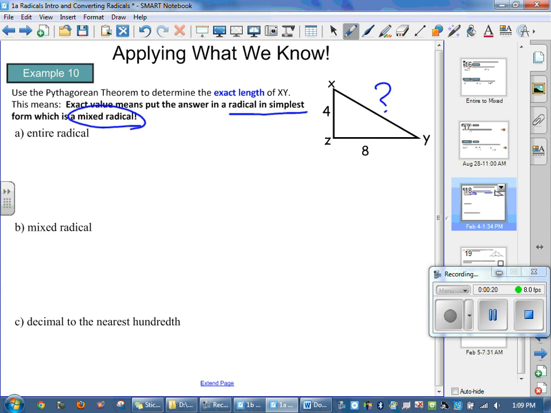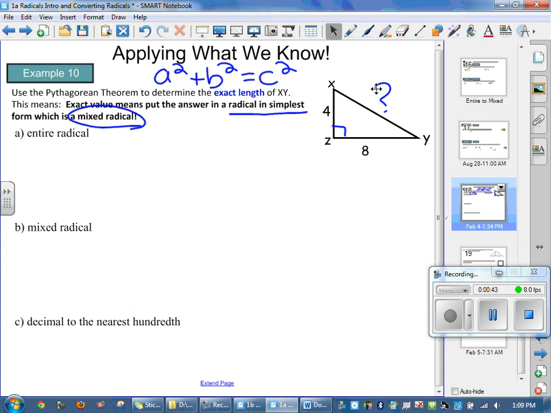So the first thing we have to do is calculate it using Pythagorean theorem. And Pythagorean theorem is always a squared plus b squared equals c squared. Now remember, a and b are the legs of our triangle. So the legs meaning they are attached to the 90-degree side. The hypotenuse, what we're looking for, is always c. It's the longest side always.